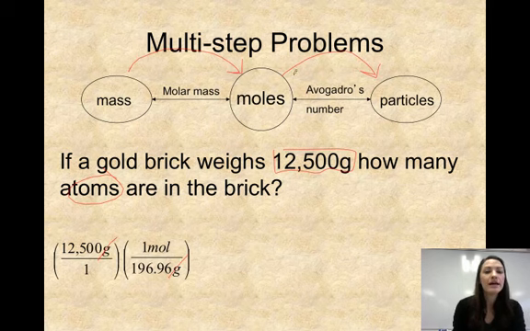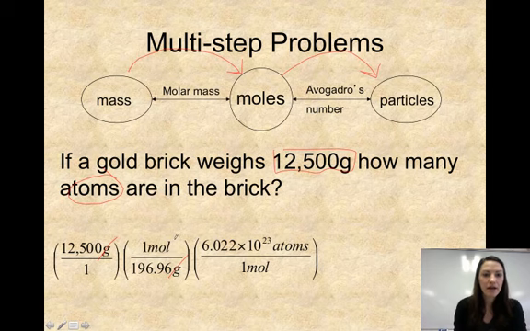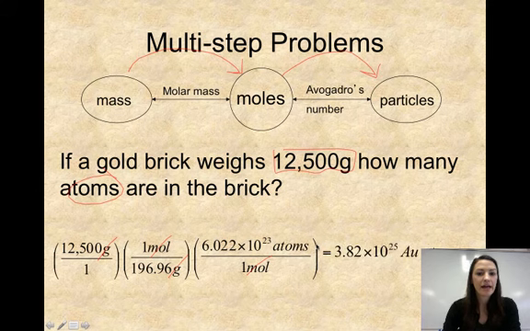So we're now in this stage right here. We've got our moles. Now we have to use Avogadro's number to go from moles to particles. Moles is on the top, so moles has to go on the bottom, and 6.022 times 10 to the 23rd atoms goes on the top. So you put that in your calculator: multiply 12,500 times 6.022 times 10 to the 23rd, and then divide by 196.96. And what do you get? 3.82 times 10 to the 25 gold atoms.